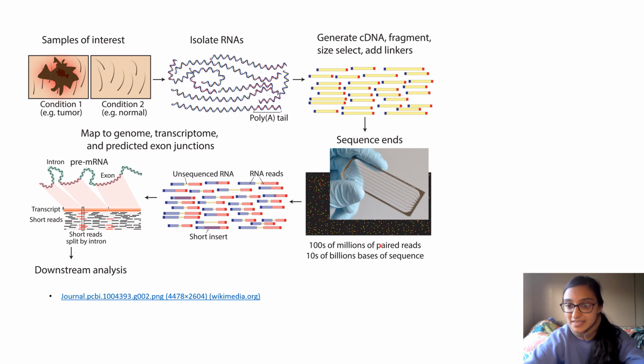In the RNAs, it's adenine, guanine, G, uracil, U, and cytosine, C. So instead of thymine, you have your uracil. Then you have your unsequenced RNA, you have your RNA reads and short inserts. Then you can try to map to genome, transcriptome, and predicted exon junctions as well.